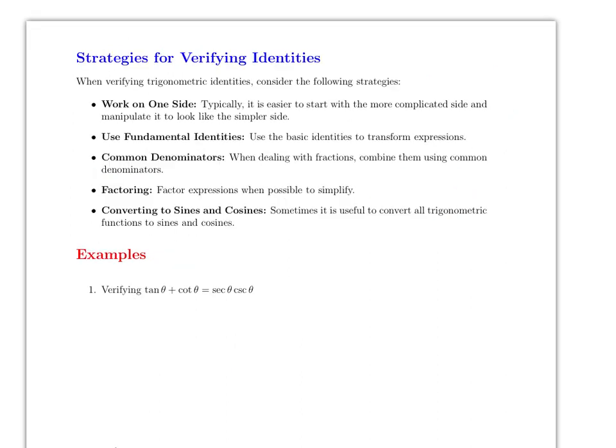So here are the strategies that I already mentioned. You're going to work on one side and make sure you get to the other side. Typically you're going to start on the more complicated side and show that it's equal to the simpler side. You're going to use the identities that I just mentioned. Sometimes you have to find the common denominator, which is algebra, not necessarily trigonometry. Sometimes you have to factor, and when you are not sure, just change everything to sine and cosine. But let's see how we do this.